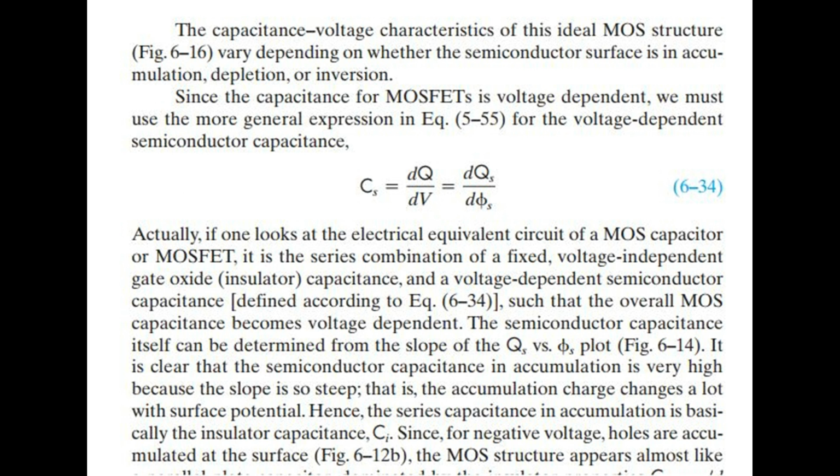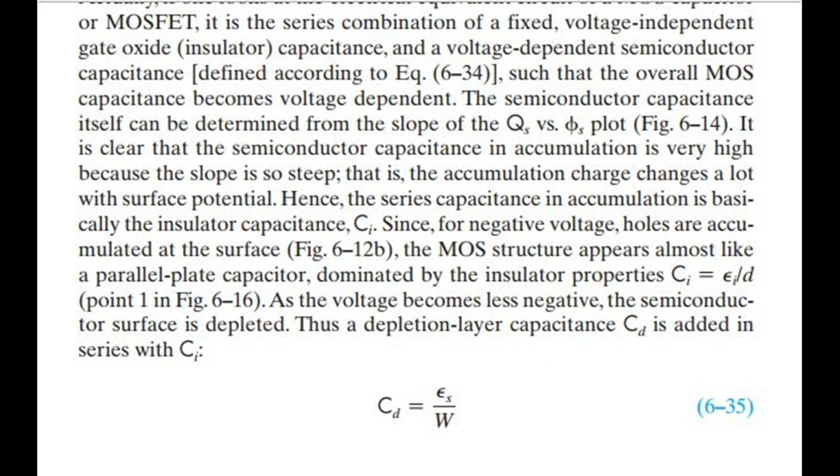The semiconductor capacitance itself can be determined from the slope of the Qs versus ψs plot, Fig 614. It is clear that the semiconductor capacitance in accumulation is very high because the slope is so steep, that is, the accumulation charge changes a lot with surface potential. Hence, the series capacitance in accumulation is basically the insulator capacitance, Ci. Since, for negative voltage, holes are accumulated at the surface, Fig 612b, the MOS structure appears almost like a parallel plate capacitor, dominated by the insulator property Ci equal εi/d, point 1 in Fig 616.